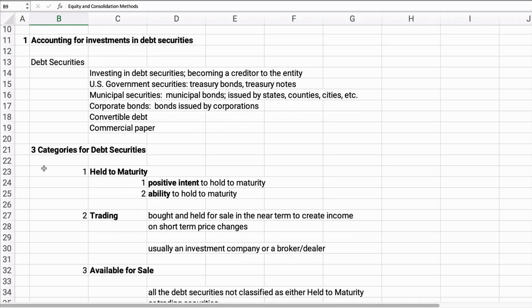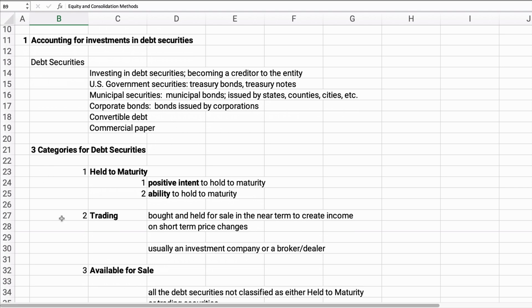So it could be U.S. government securities like a treasury bond, treasury notes. Could be municipal bonds issued by states or cities or counties, or even a school district, or a special district that puts in sewers or roads, and they do a bond issue. Could be corporate bonds, convertible debt, commercial paper. So all this would be debt securities.